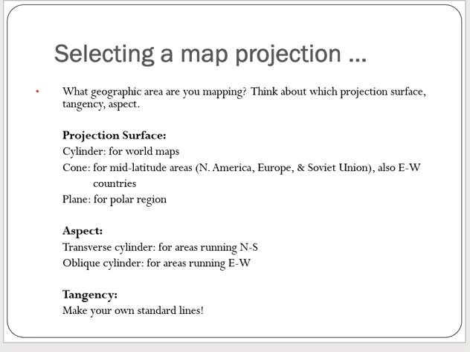So again, what geographic areas are you mapping? Think about which projection surface, which we just covered. There are 3 types of projection surfaces, which is conic, cylindrical, and planar. The tangency, whether it's tangent or secant, so whether you have 1 standard parallel or 2 standard parallels, and the aspect, so the orientation, whether it's normal, transverse, or oblique.